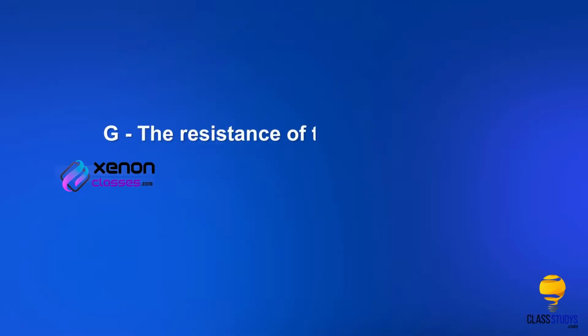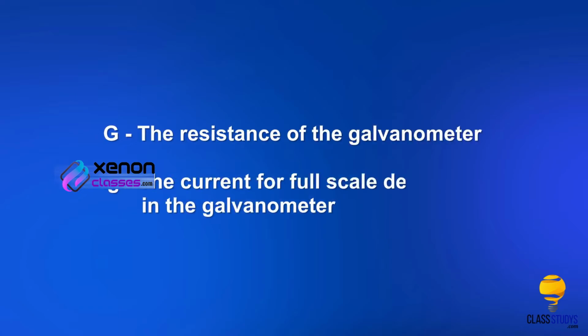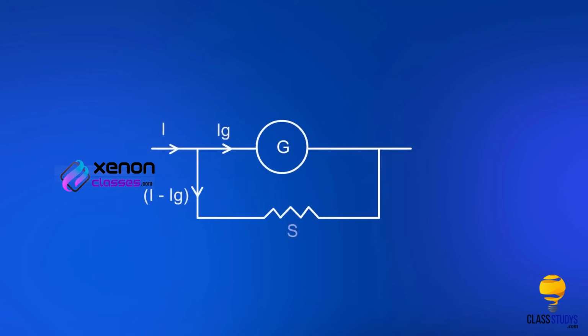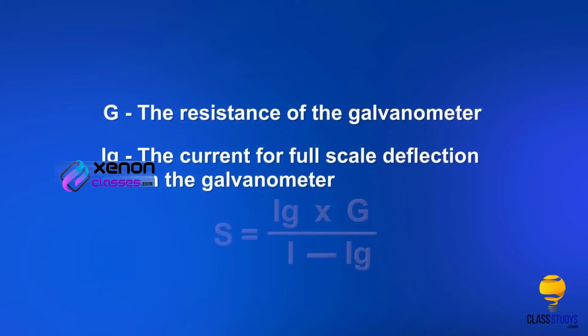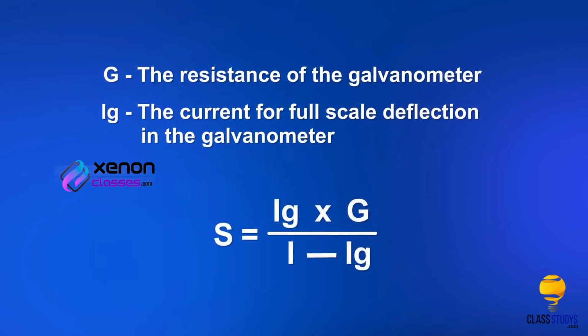Theory: let G be the resistance of the galvanometer and Ig be the current for full-scale deflection in the galvanometer. The value of the shunt resistance S required to convert the galvanometer into an ammeter to measure a current of I ampere is S = Ig × G / (I − Ig).